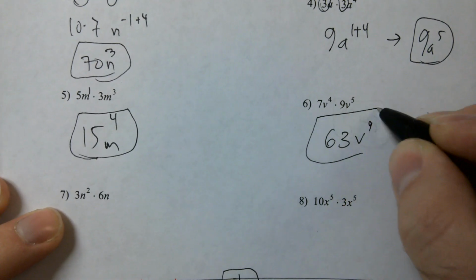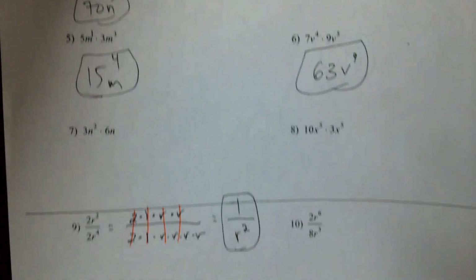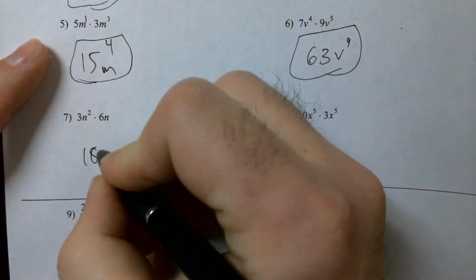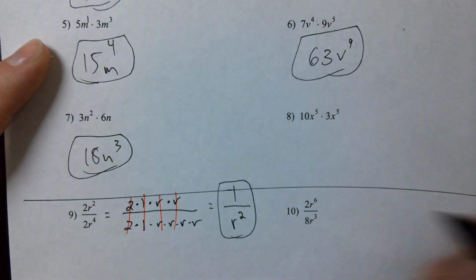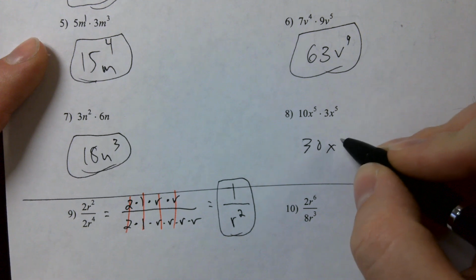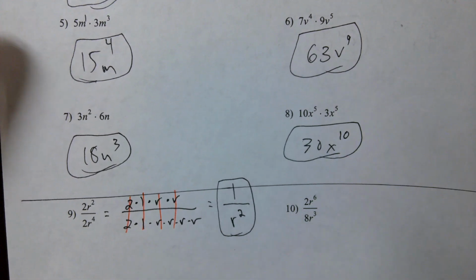63v to the 9th is what we get for number 6. 18n to the 3rd is number 7. And 30x to the 10th is my answer for number 8. So double check your work and make sure it looks like that. Your answers are all good.